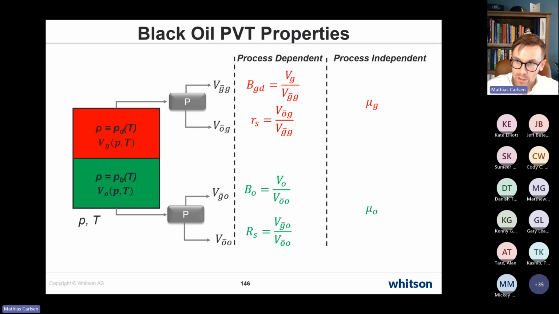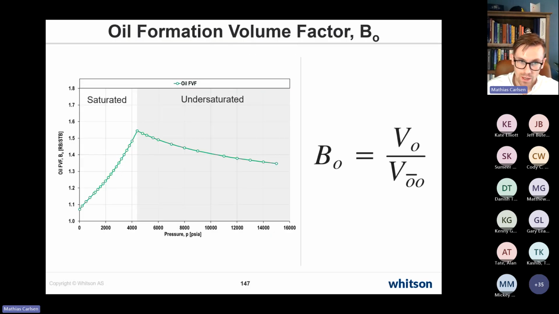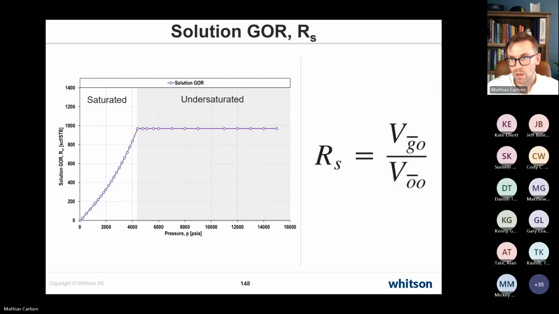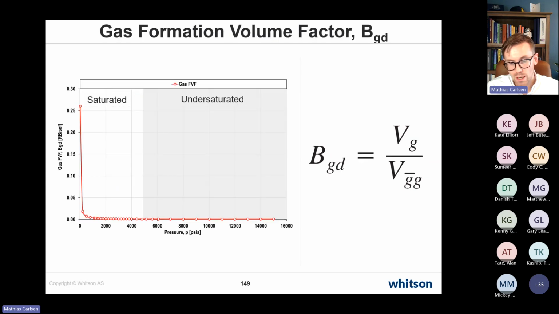The oil formation volume factor looks like this. While undersaturated, the only thing that happens is that you're getting a denser and denser fluid. As you hit the saturation pressure, the bubble point, the oil formation volume factor decreases. Solution GOR is constant above the saturation pressure, and then it's reduced as you're in the saturated region. The gas formation volume factor also has a saturated and undersaturated part. It doesn't have that big a break at the dew point.